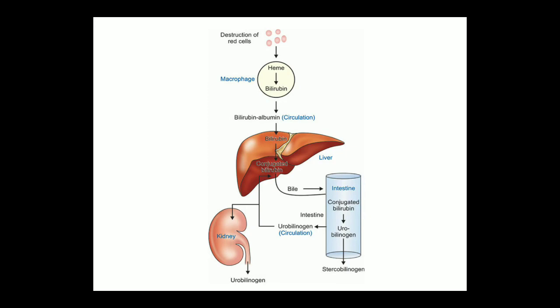Of the conjugated bilirubin, most of it enters the kidney. The kidney makes urobilinogen, which is then excreted with the help of urine. The second part of the bilirubin enters the intestine as conjugated bilirubin, is then made into stercobilinogen, and passes out through the stool.